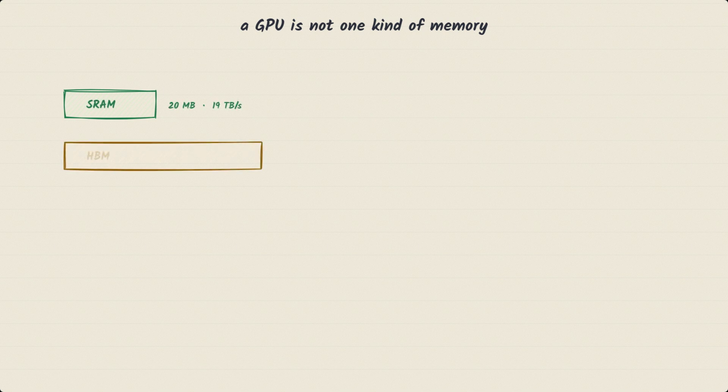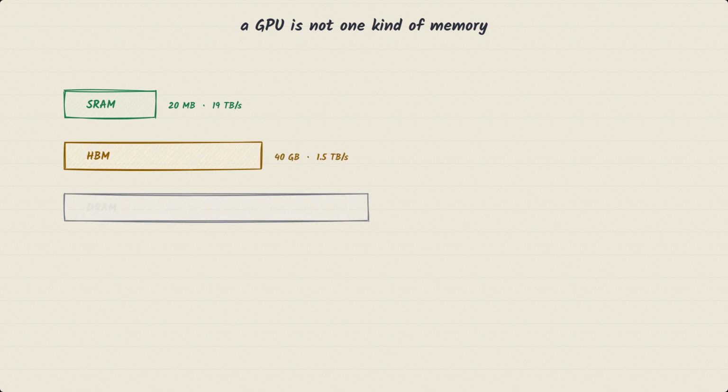Here's the part most courses skip. A GPU is not one uniform pool of memory, it's a hierarchy. At the bottom, HBM, high bandwidth memory, 40 gigabytes on an A100, fast by everyday standards but slow by the GPU's own, about 1.5 terabytes a second. Above it, SRAM, on-chip memory sitting right next to the compute units, screaming fast at 19 terabytes a second, but tiny, megabytes, not gigabytes.